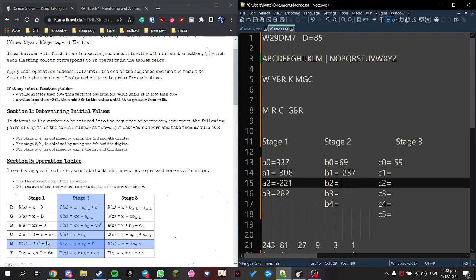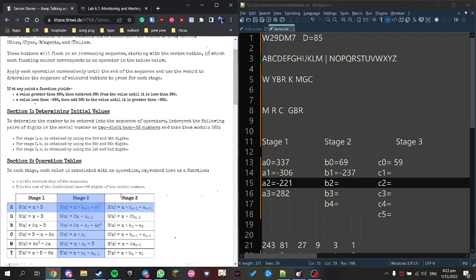Next is red. So negative 237 plus negative 306 plus 4. That's negative 539, so plus 365. That's negative 174.